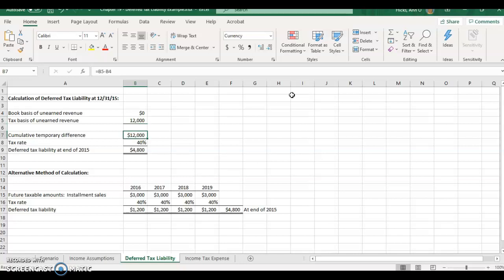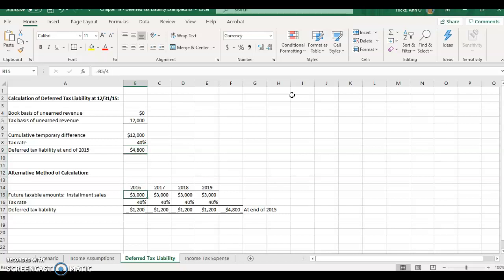That means we have a cumulative timing or temporary difference of $12,000 at a tax rate of 40%. That gives us a deferred tax liability of $4,800 at the end of 2015. In other words, sometime in the future, based on what has happened as of 12/31/15, we will have to pay the IRS $4,800.